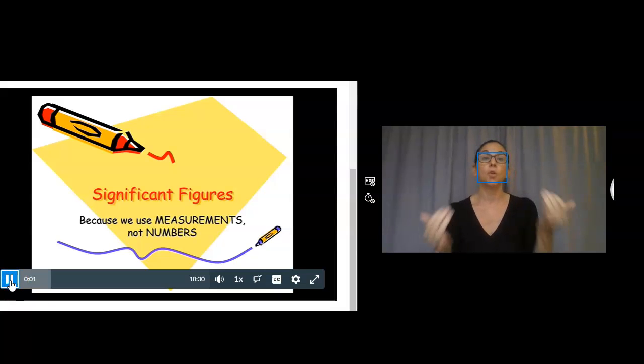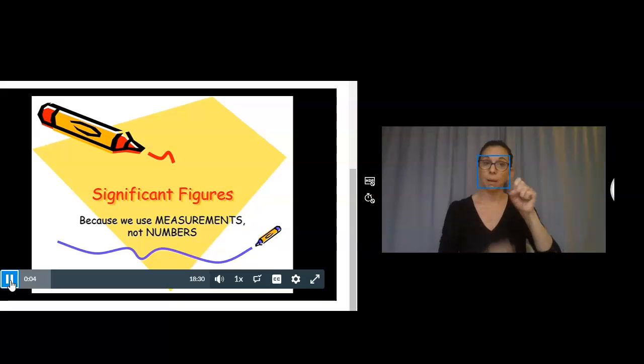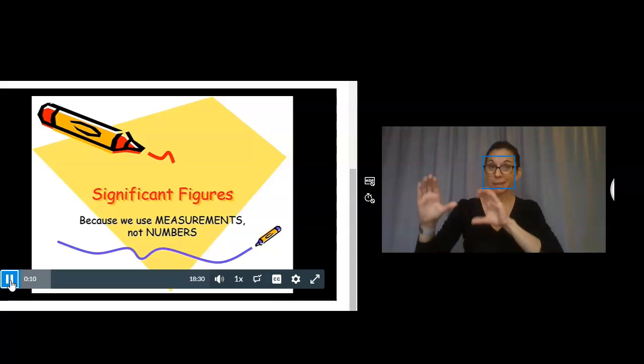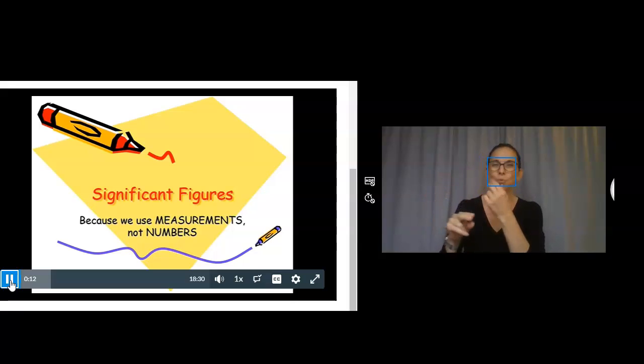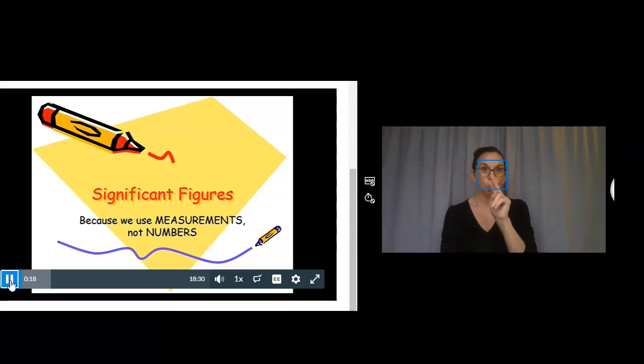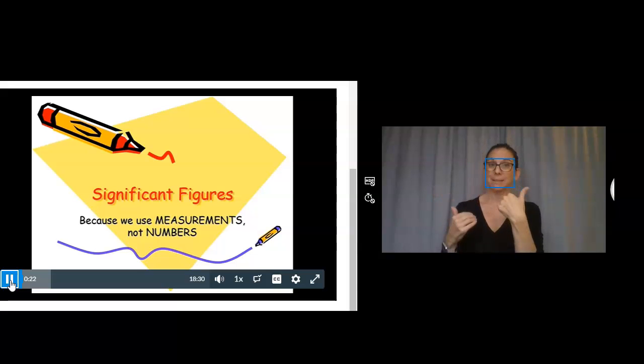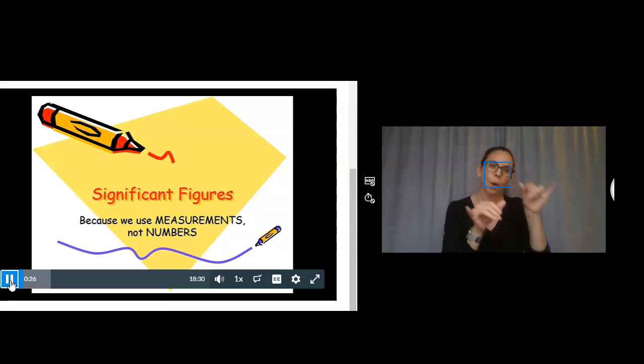So today we're going to talk about significant figures, also called significant digits. We've already talked about how in chemistry we use measurements and we don't use numbers. We recognize measurements because they have units after them. But because they're measurements, we have to treat them with the same degree of reliability as the instruments that did the measuring. And so we treat them a little bit differently than numbers.